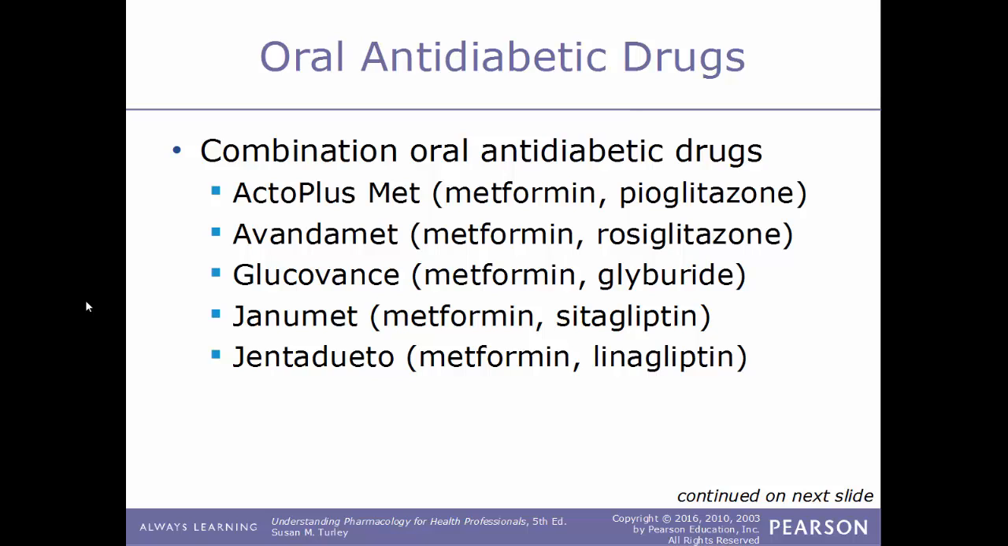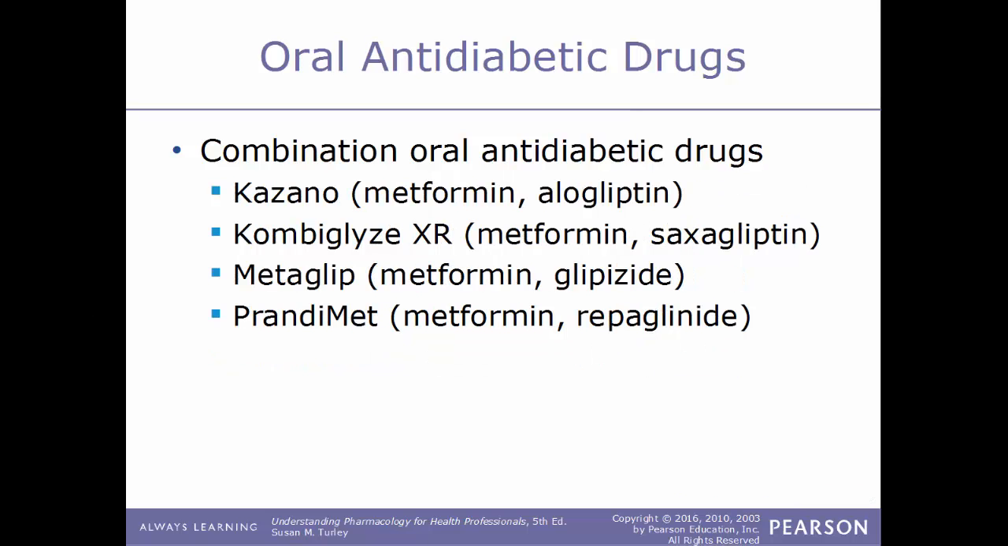Some examples of common combination oral antidiabetic drugs: Actoplus Met, a combination of metformin and pioglitazone; Avandamet, a combination of metformin and rosiglitazone; Glucovance, a combination of metformin and glyburide; Janumet, a combination of metformin and sitagliptin; and Jentadueto, which is a combination of metformin and linagliptin.